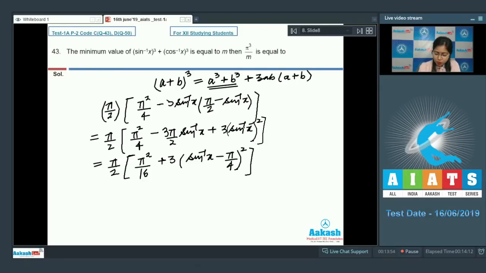So this is equal to pi by 2 multiplied with pi square by 16 plus 3 times (sin inverse x minus pi by 4) whole square. Now we have to find its minimum value. Its minimum value will be obtained when sin inverse x is equal to pi by 4, that is this value is equal to 0. So minimum value will be pi cube divided by 32, which means that the value of m is equal to 32. So this is the answer.